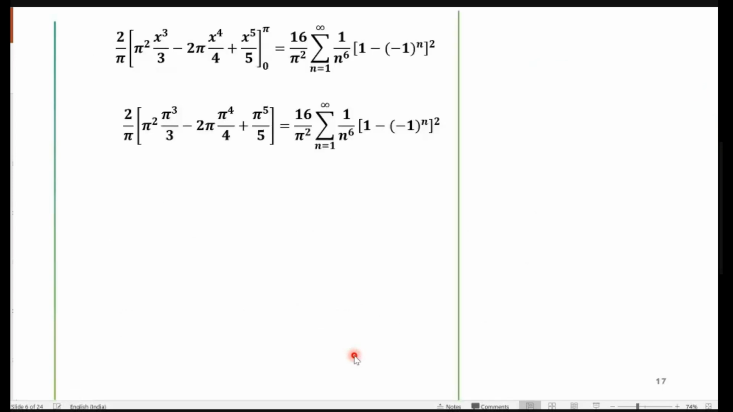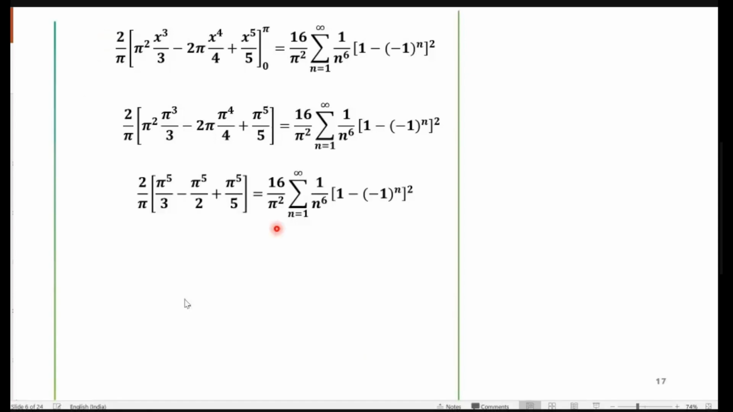When we apply the upper limit, we will get everywhere pi raised to 5 by 3. The step we will get after applying the upper limit. x के बदले pi, x के बदले 0, x के बदले pi जब पुट किया तो ये वाला टर्म आएगा, x के बदले जब 0 पुट करेंगे तो 0 आ जाएगा. Then simplifying we will get this. Now simplify again, take pi raised to 4 common and simplify, take the LCM etc.